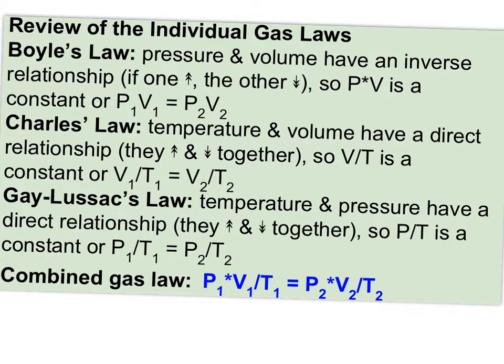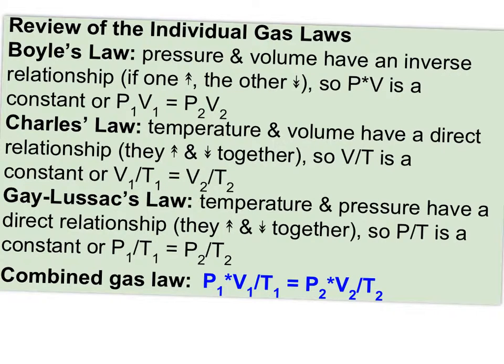So the individual gas laws, Boyle's law is looking at pressure and volume. Remember, it's an inverse relationship, so if one increases, the other decreases. So P times V is a constant, or we get P1 times V1 equals P2 times V2. Charles's law looks at temperature and volume, and they have a direct relationship, meaning when one increases, the other increases, so they increase and decrease together. So V over T is a constant, or V1 over T1 equals V2 over T2.